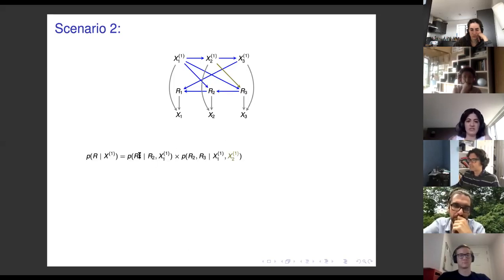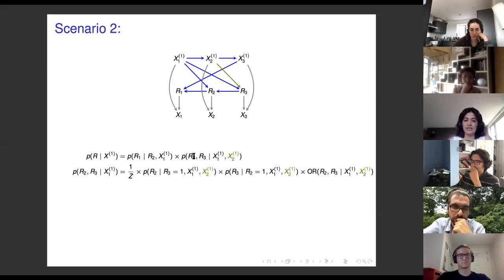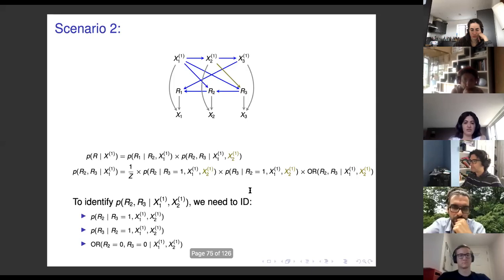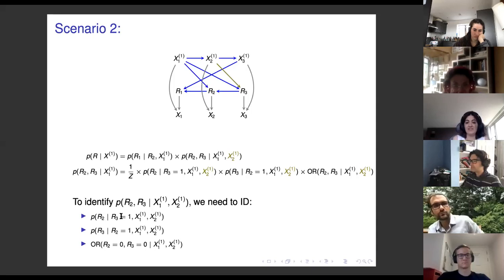So again, the missingness mechanism is the propensity of R1 times the joint distribution of R2 and R3 given the parents, which is now X11 and X21. So the problematic part again is this joint distribution, because the propensity of R1 is easily identified by separation. So here's the expansion of how we write down the joint distribution in terms of the odds ratio. And for this to be identified, we need to identify 3 pieces. The distribution of R2 given R3 equals 1, X11, and X21 is identified by this separation, because we can just drop X21 here.